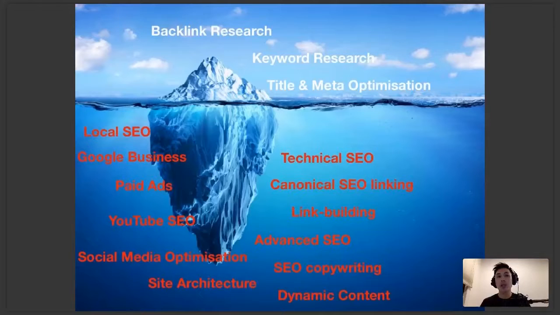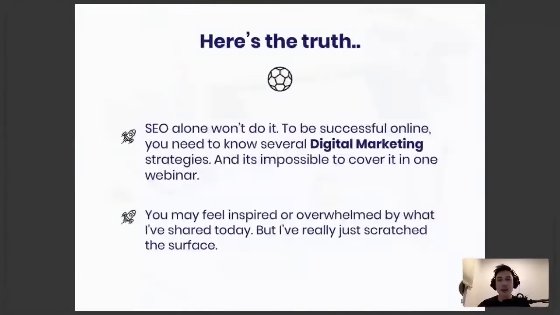Link building, advanced SEO, SEO copywriting, right? Even when you rank up there, you want to write in a way that people want to click on your things, right? How do you do that? And how do you identify what people want to click? And also dynamic content. Now, content that changes keywords based on what people are searching for. So there's so many things that I've not covered, and we have just covered the tip of the iceberg. But again, what I'm showing today can be done within your businesses.